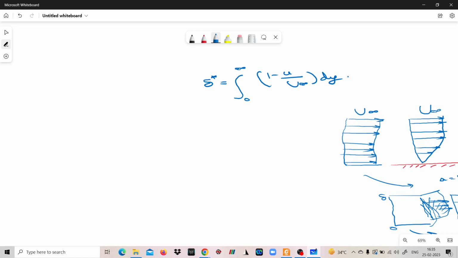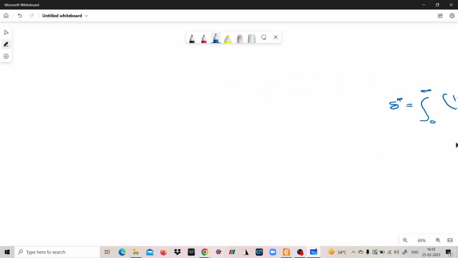Similarly, we have one more definition for boundary layer thickness, which is known as the momentum thickness, denoted by delta star star. Okay, so delta star star is the momentum thickness. So what is momentum thickness?